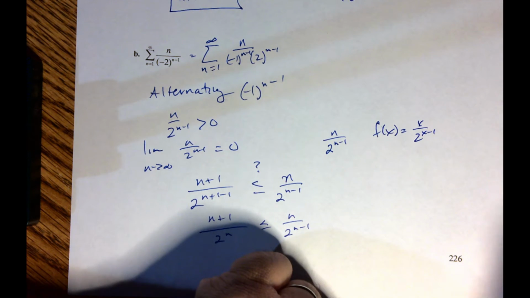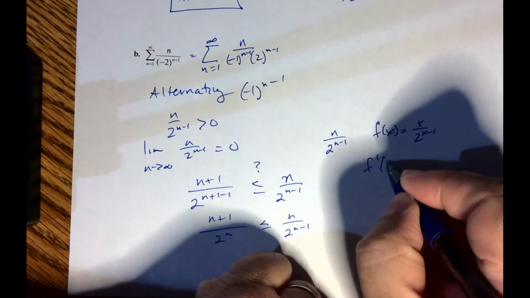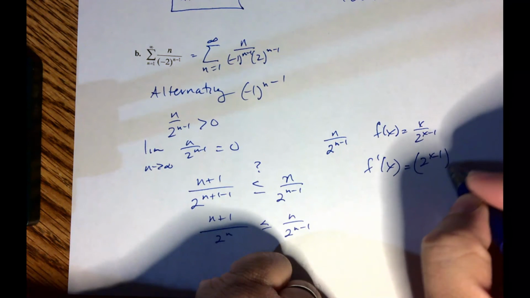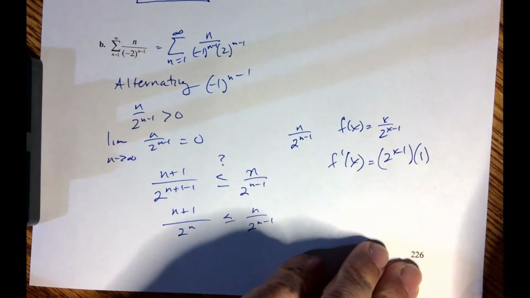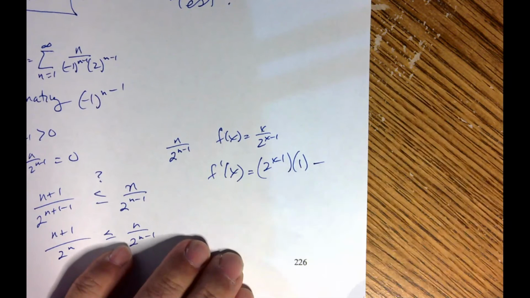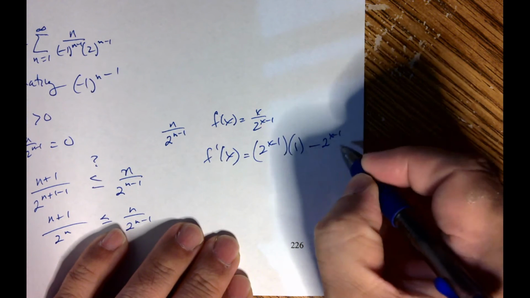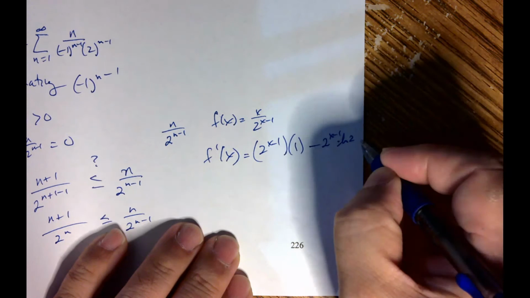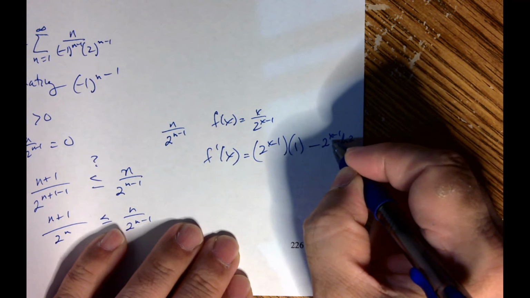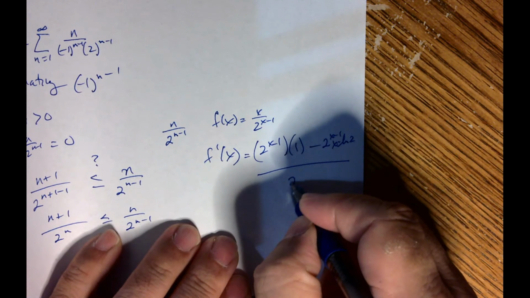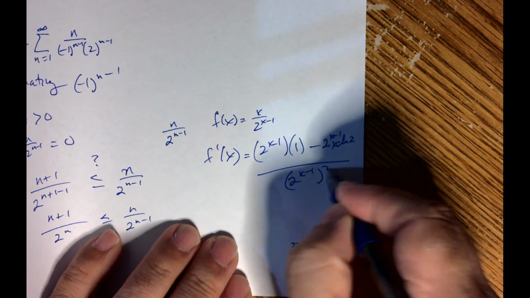Now I'll take the derivative. So that's quotient rule. That's going to be 2 to the x minus 1 times 1, minus 2 to the x minus 1 times the natural log of 2 times x. Let's just sneak that x in there. All over 2 to the x minus 1 squared.